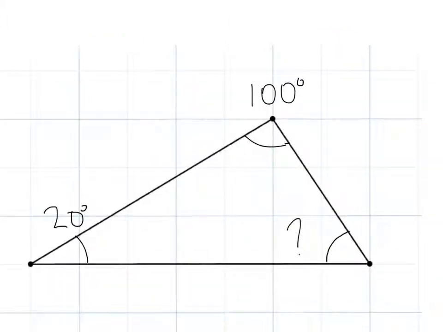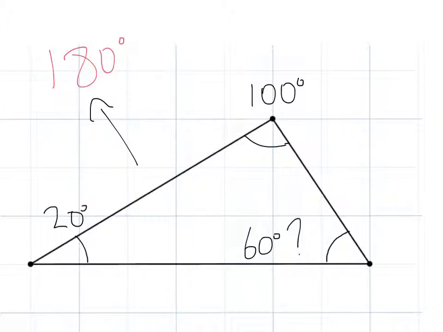Let's start with the scalene triangle. We already know two of its angles. One's 100 degrees and one's 20 degrees. Remember all the time that we need to make sure that all three angles make 180 degrees. It should be quite straightforward to see that if I add 100 and 20, that makes 120. That means that the final angle must equal 60 degrees, because 100 plus 60 plus 20 gives us that 180 degrees.